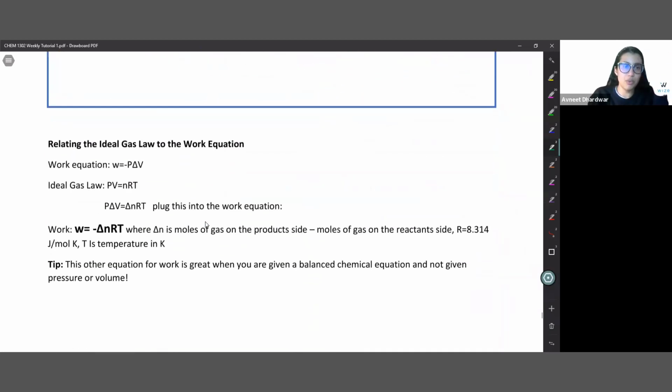Okay, the last little note I have for you is that we mentioned already the equation for work is negative P delta V. And there's another equation for work that's not as commonly used, but I'll just touch on that quickly. If you remember the ideal gas law, PV is equal to nRT. This PV looks pretty similar to that. So what I'll do to make it even more similar is just add this delta V there.